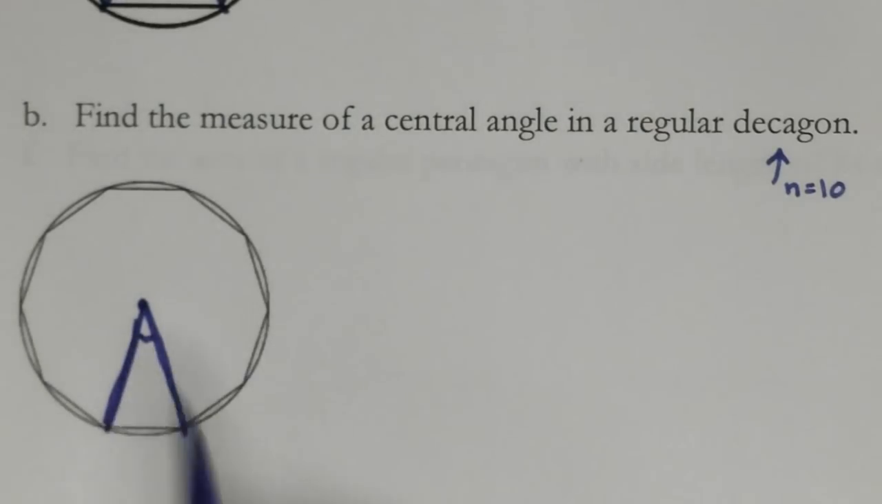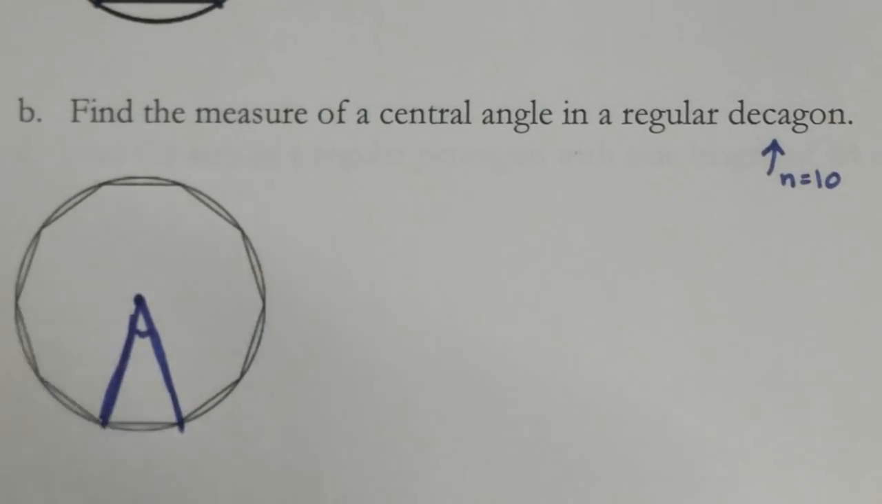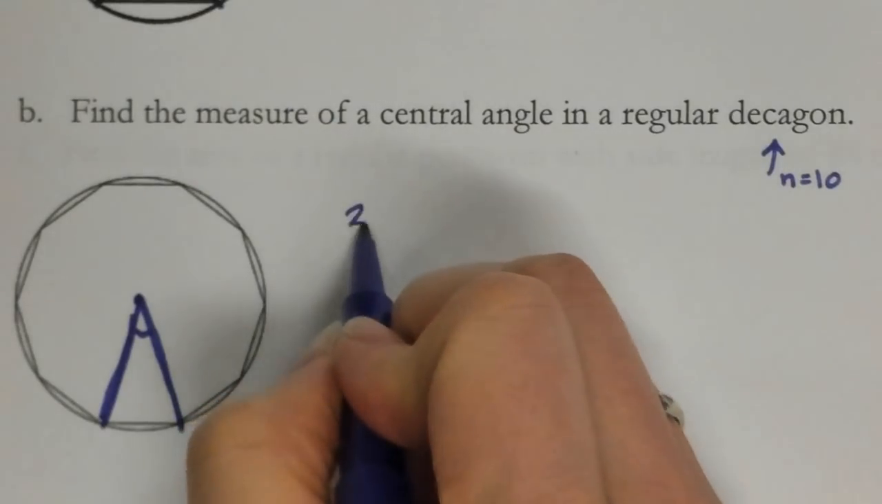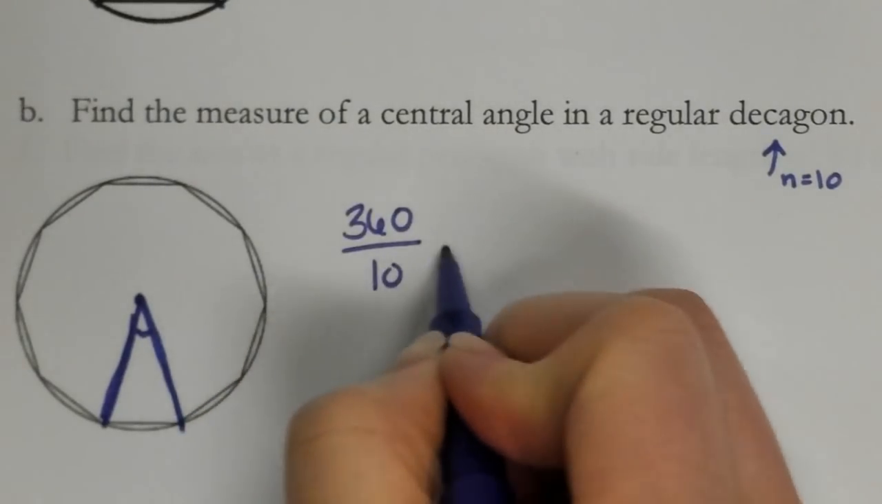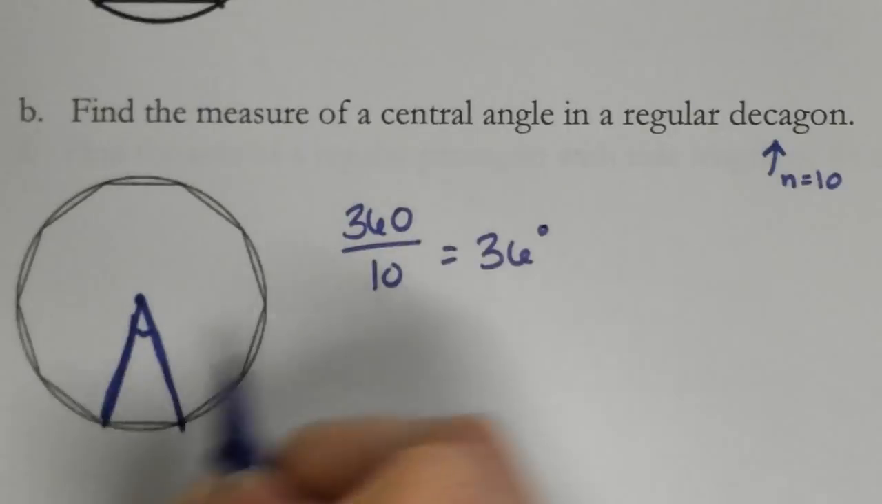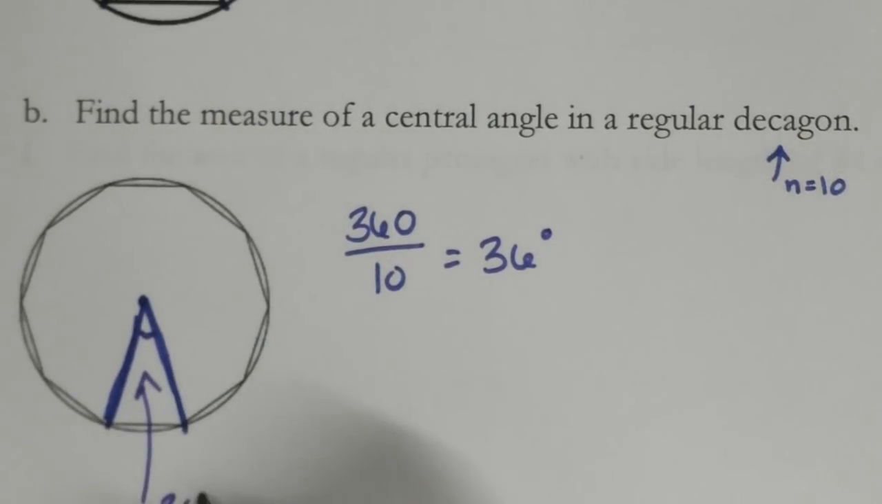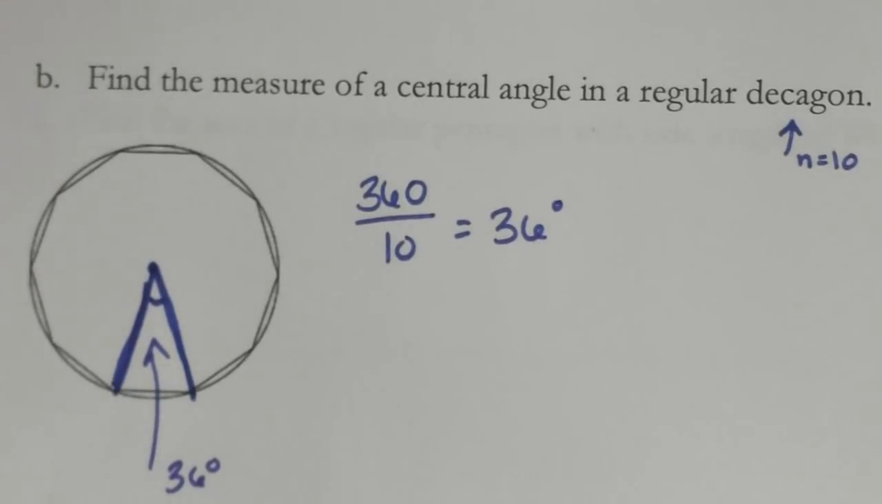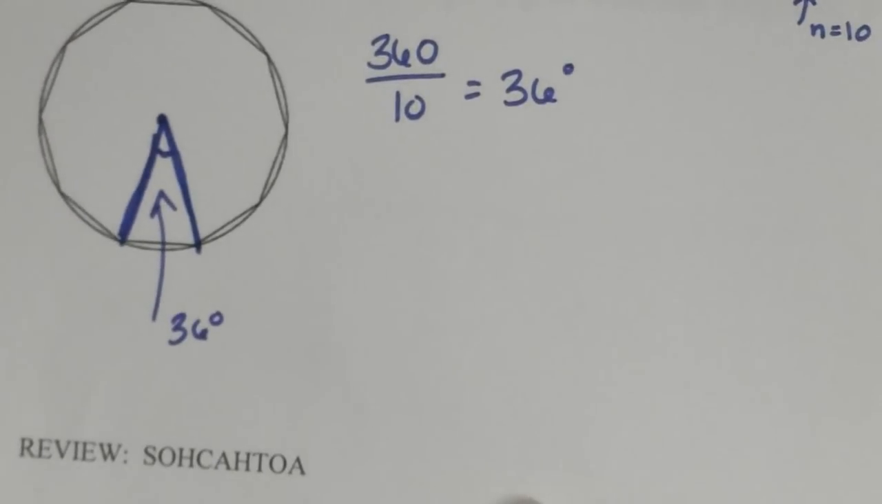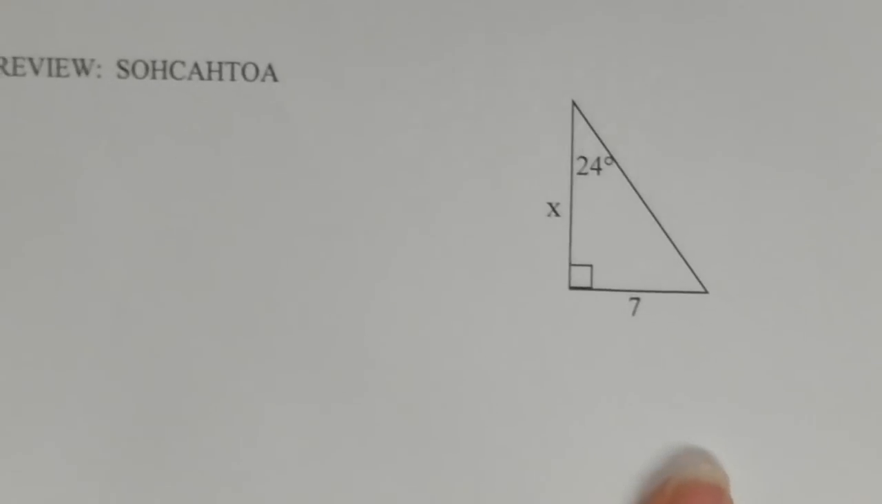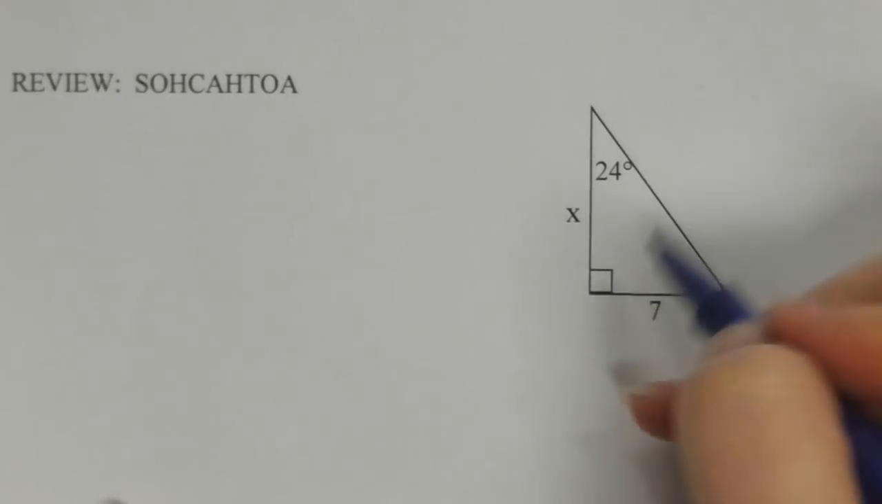So what you need to do is find that angle. Hopefully you've already gone through and figured it out. You take 360 divided by 10, and I get 36. So that right there is 36 degrees. Okay? Alright, let's review SOHCAHTOA.